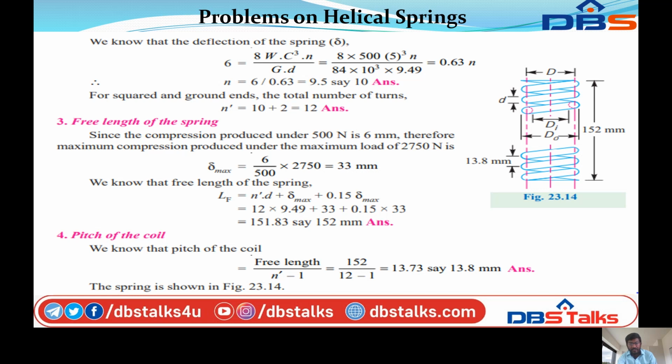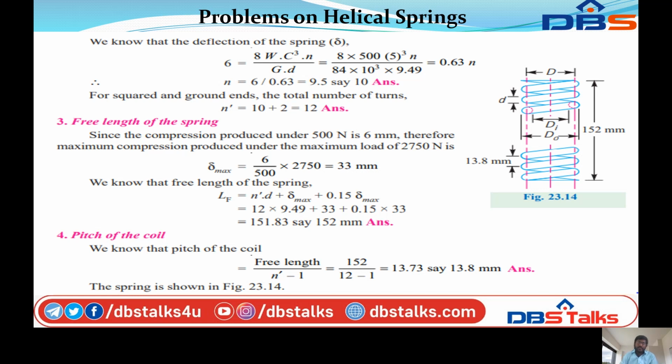So we can see in the figure that the total length of the spring is 152 mm. So finally we can calculate the pitch of the coil. The pitch is the distance between the two coils, from one center to the other center. So we can calculate it.